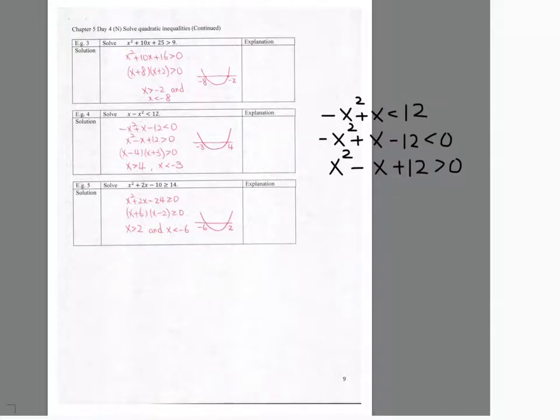Equation number 5, I have x squared plus 2x, and I'm going to subtract 14 from both sides. So I have x squared plus 2x minus 24 greater than or equal to 0. To factor, again use your factor fish. It's going to be x plus 6 times x minus 2 greater than or equal to 0. So your solution is going to be outside of your x-intercepts. x greater than 2 and x less than negative 6.